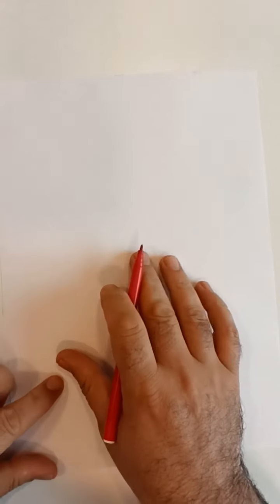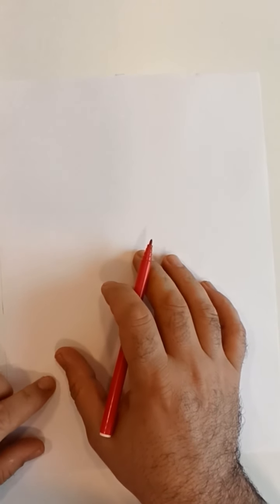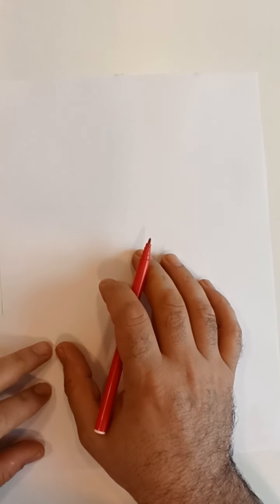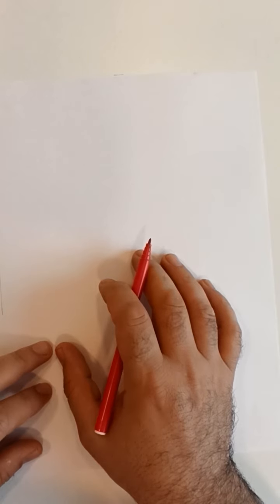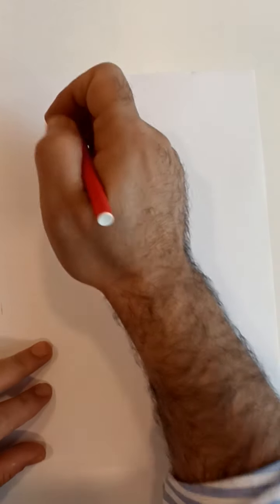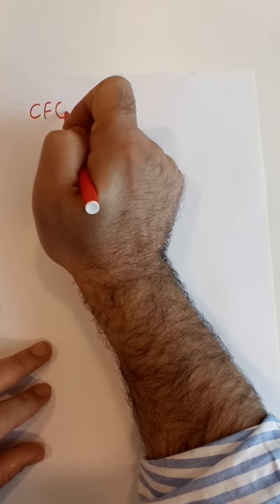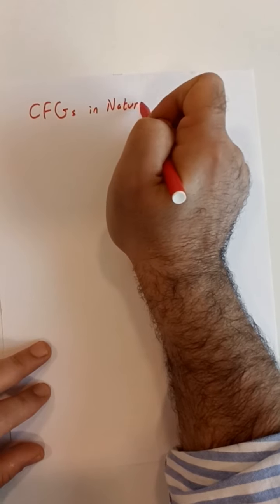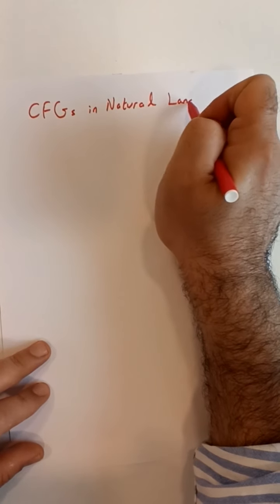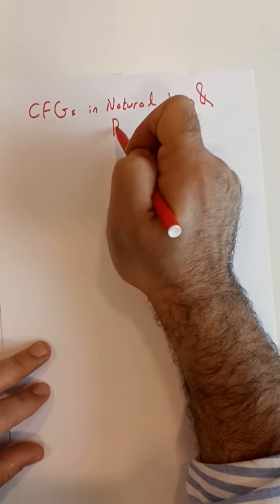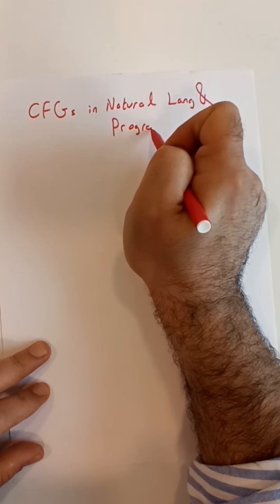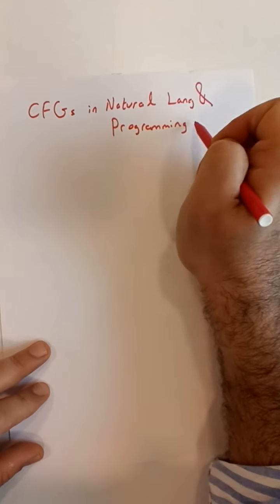Hello, in this lecture we shall talk about the relationship between context-free grammars and other types of languages such as natural languages and programming languages. So, role of context-free grammars in natural languages and programming languages.